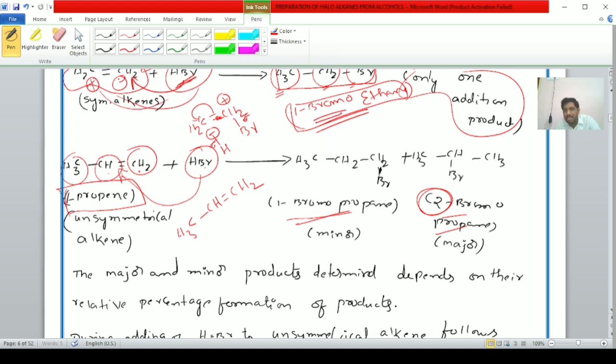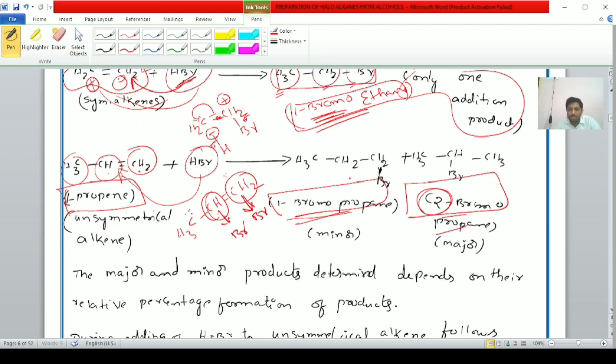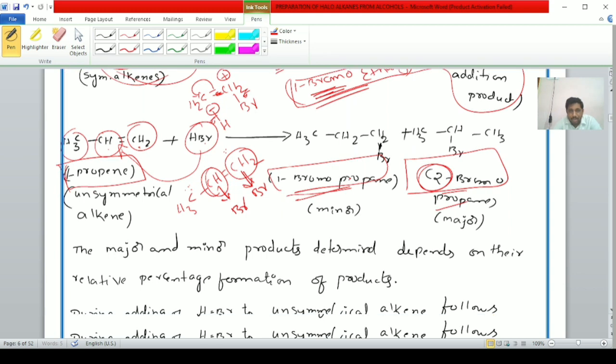Only bromoethane is obtained. But if the bromine is attacked on this carbon, one product is obtained. If the bromine is attacked on this carbon, another product will be obtained. Here two possibilities are present because it is an unsymmetrical alkene. If the bromine is attacked here, what happens? One product is 1-bromopropane. If attacked here, the product is 2-bromopropane. Right, students? Next one.